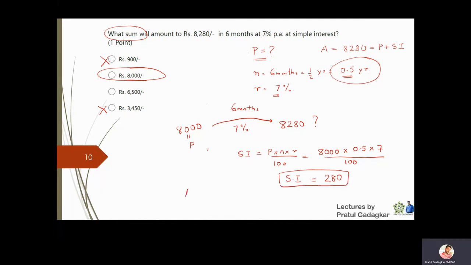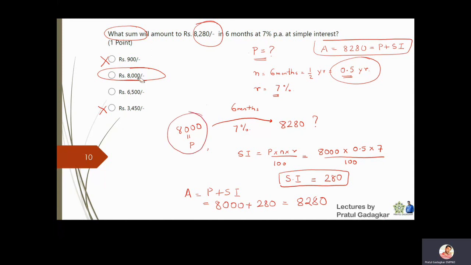And therefore, what is the amount? The formula for amount we have written here. The formula for amount is P plus SI, which is equal to 8000 plus simple interest 280, which is exactly coming to be 8280, which is the given amount in the question. So this means that the principal P, 8000, is actually the correct answer. So I will mark it as correct.